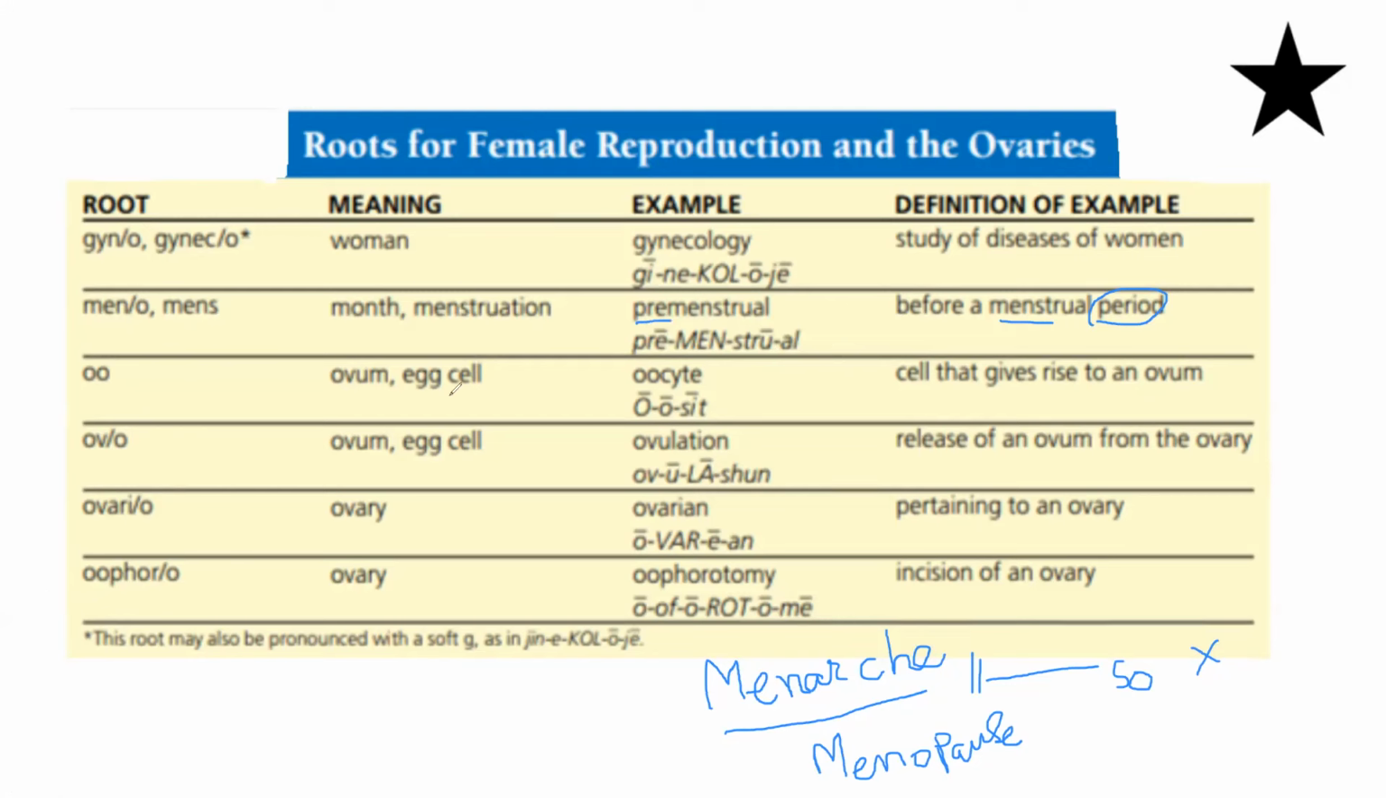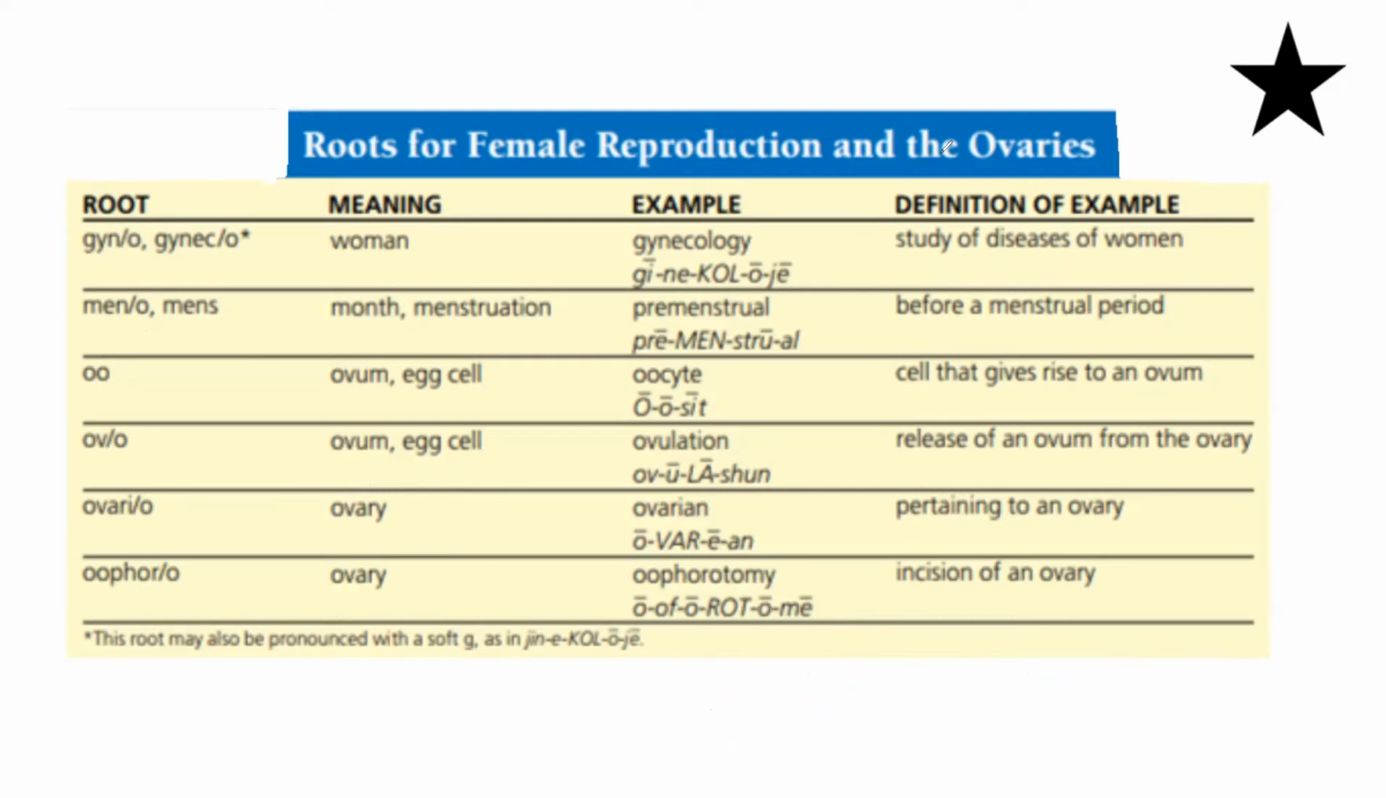Then we have got ovo for ovocyte, ova, ovulation, the process of ovum coming out from the ovary. Ovaries, the place from where we get the ova. Then oophoro also for ovary, oophorotomy. Only cut, not to remove, not ectomy. It is oophorotomy, to make a cut in the ovary. Incision in the ovary. So this is for the roots.